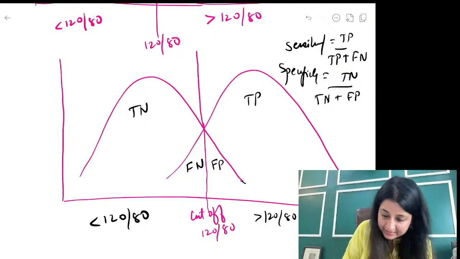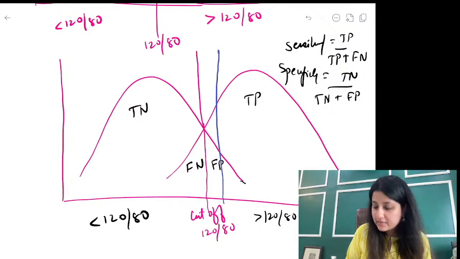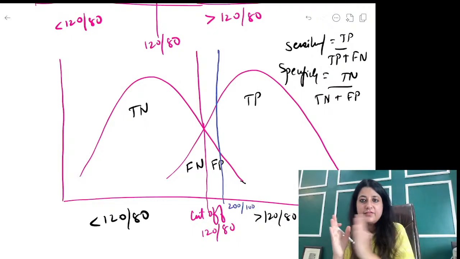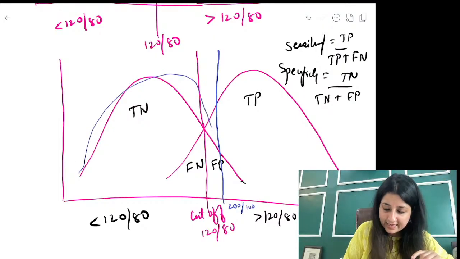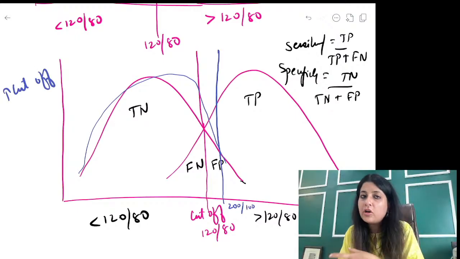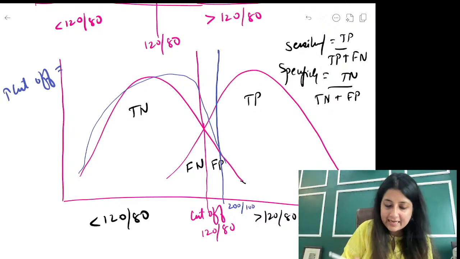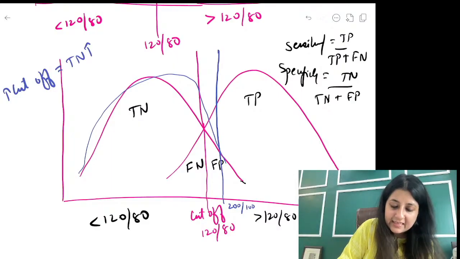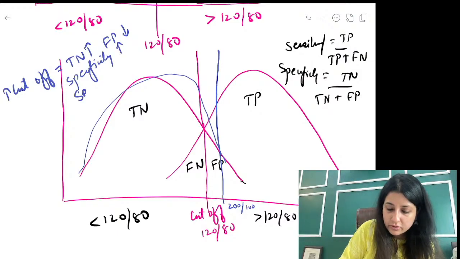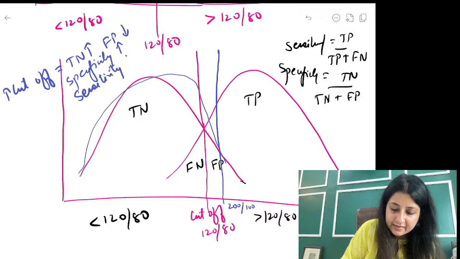Now let's increase the cutoff. I increase the cutoff from 120/80 to 200/100. Now which side increases? If my cutoff shifts, the left hand side increases. When I increase the cutoff, fewer people will fall in the range, since reaching 200/100 takes time. So TN increases and FP decreases. If TN increases, specificity increases. If specificity increases, sensitivity automatically decreases.